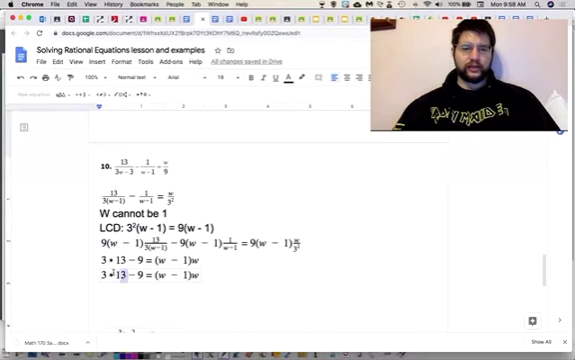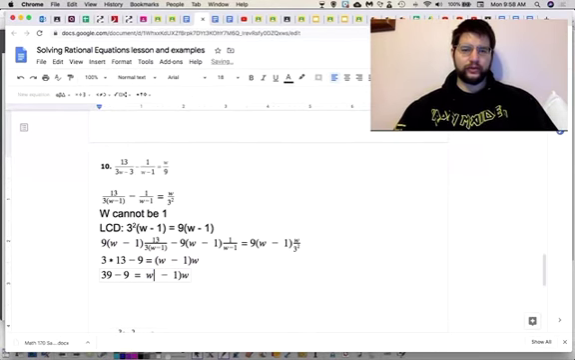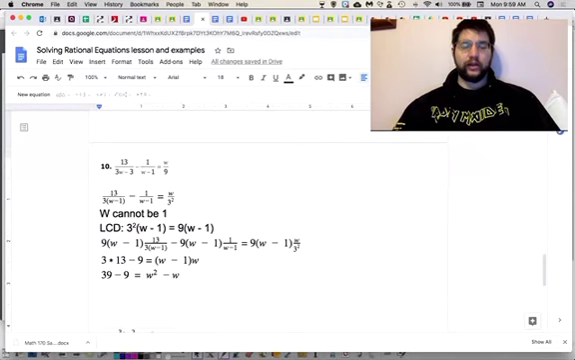So 3 times 13 is 39. Feel free to use a calculator. W times W is W squared. I am inside of an equation. I could get out of this equation to make it easier to format, but I'm going to replace this with the power button, W squared. And then minus 1 times W is W. There we go.